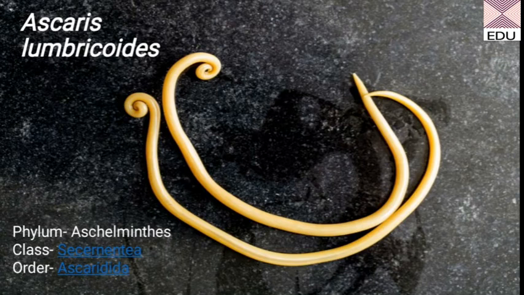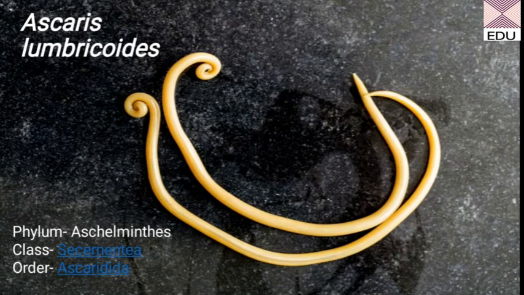If we go further, the muscular system of Ascaris is well developed, and the blood vascular system is altogether absent. So there is no particular blood vascular system in case of Ascaris or nematodes, because it has a coelomic cavity inside it.